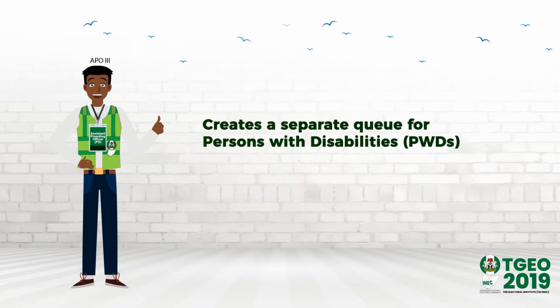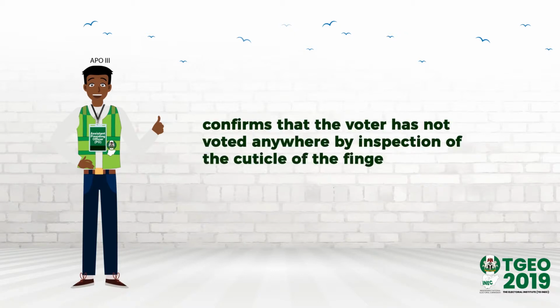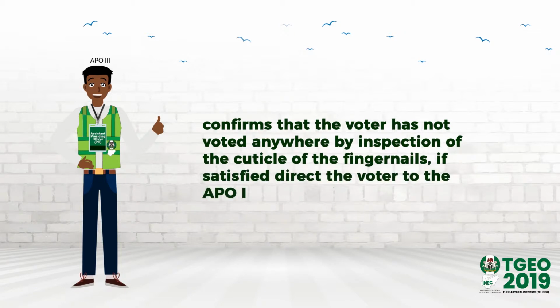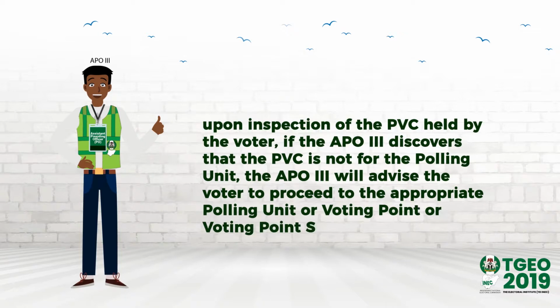Determine if a voter is at the correct polling unit or voting point. Confirm that a voter has not voted anywhere by inspecting the cuticle of a voter's fingernails. If satisfied, direct the voter to the APO1. Inspect PVC held by a voter.